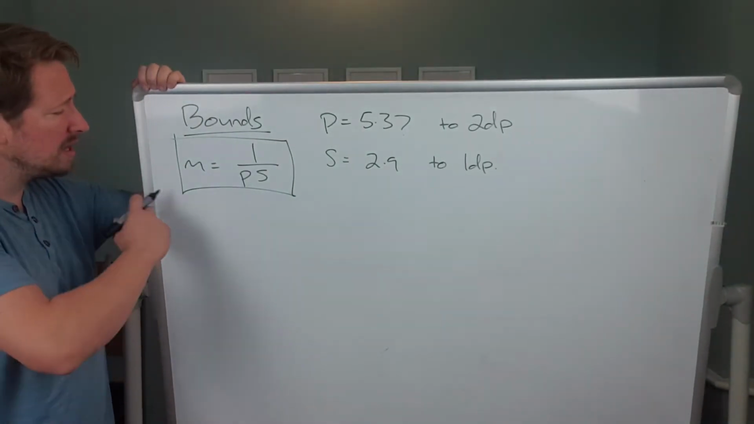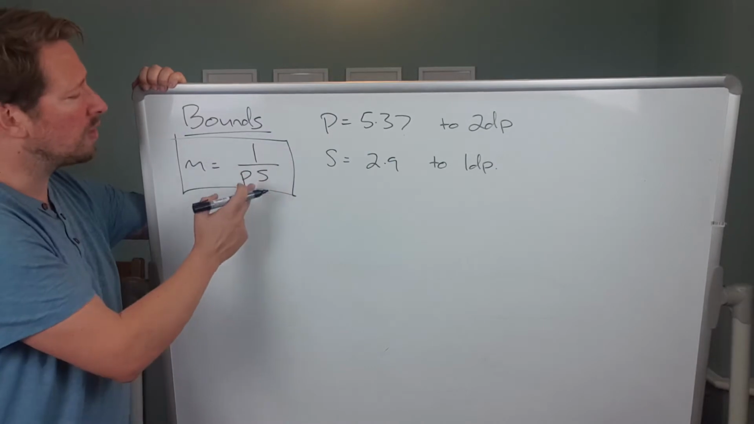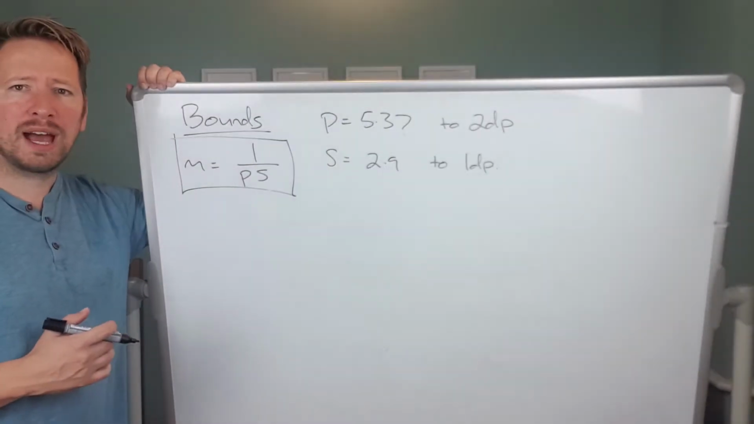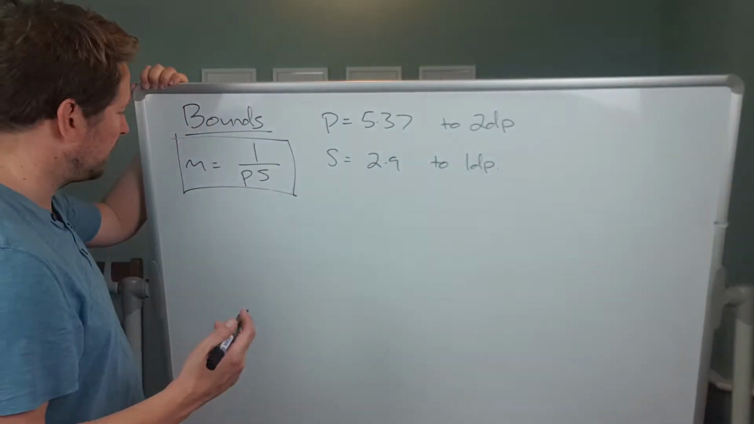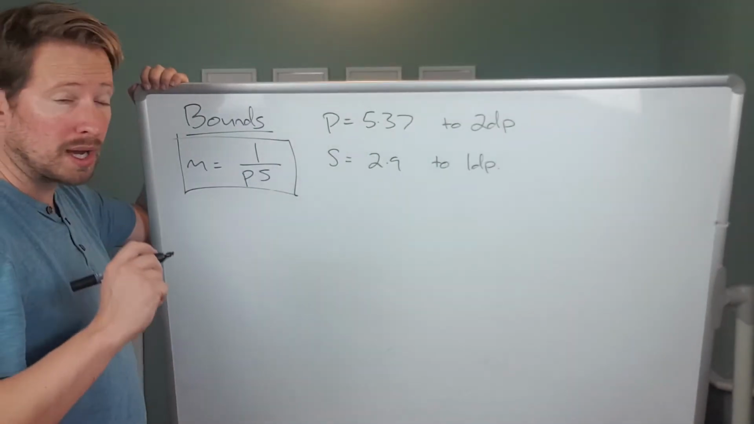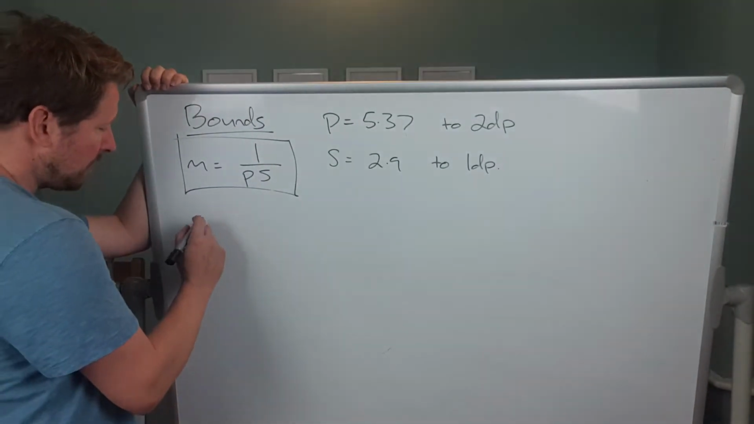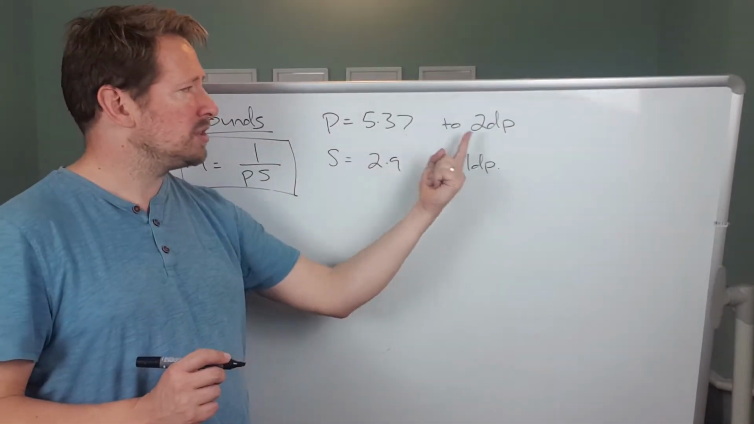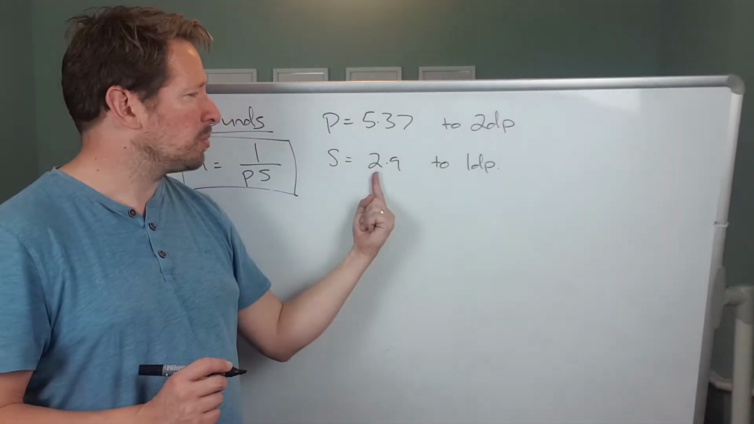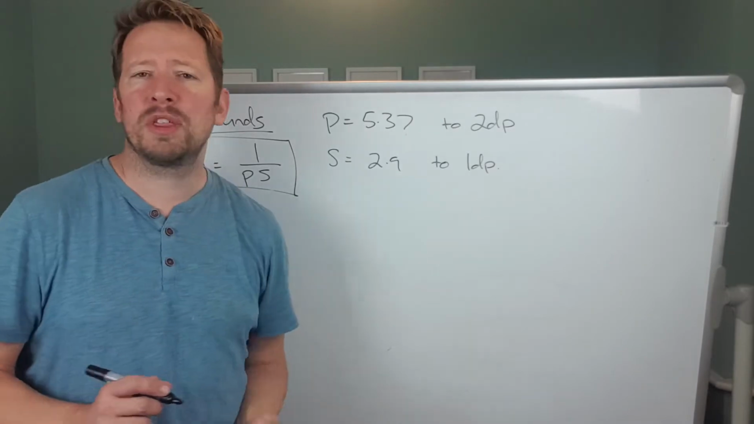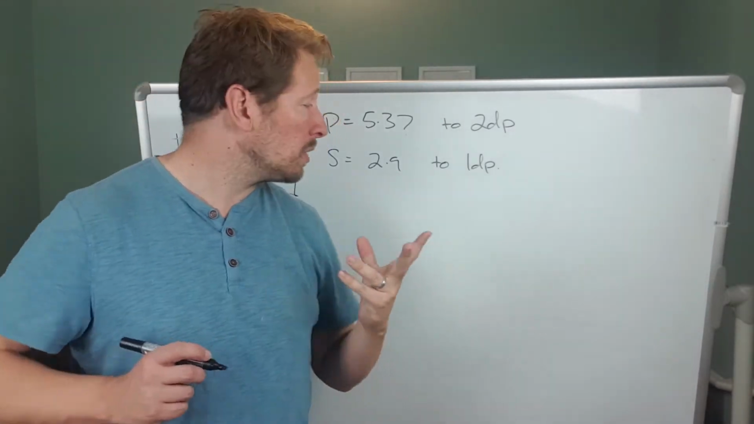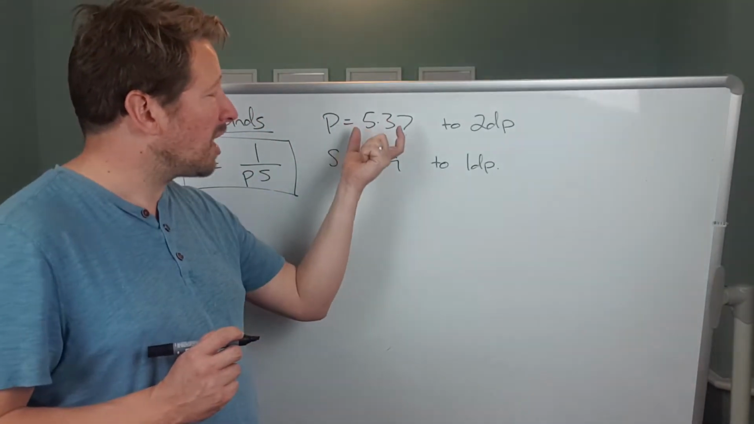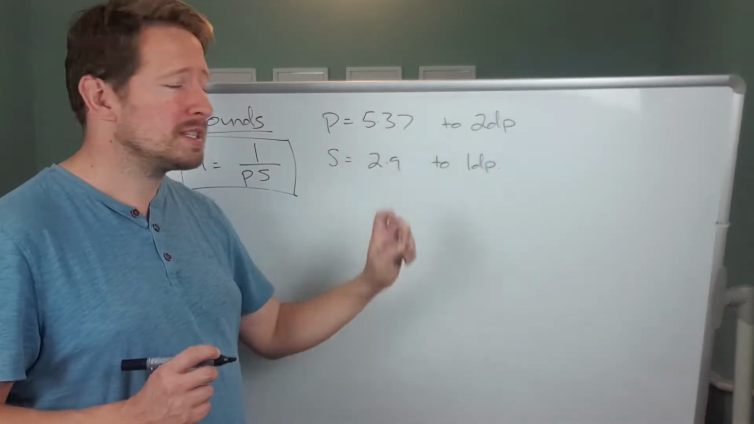So they'll say M equals 1 over P over S. Work out the upper or the lower bound for this. So what we're going to do is work out both. Now it says that P is 5.37 to 2 decimal places, S is 2.9 to 1 decimal place. So this will be a 3 or a 4 mark question, and the first thing that you need to do is work out the upper and lower bounds for 5.37.